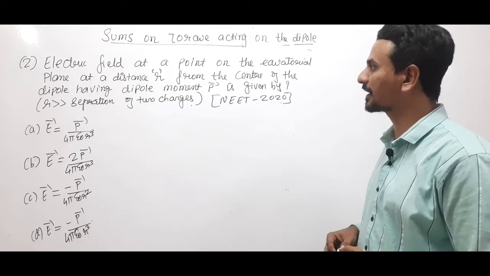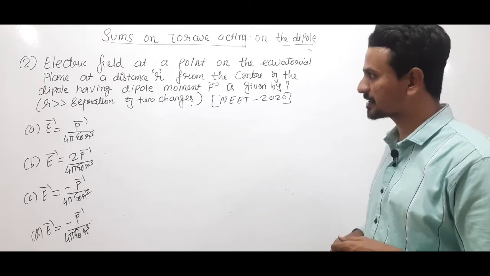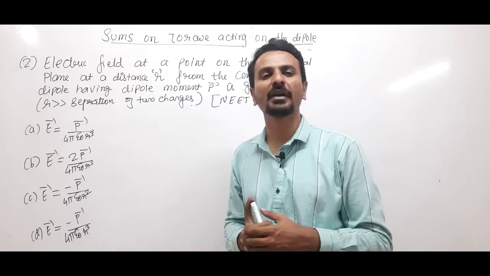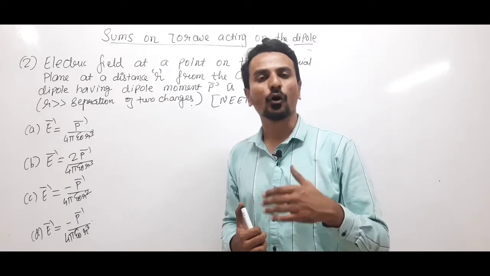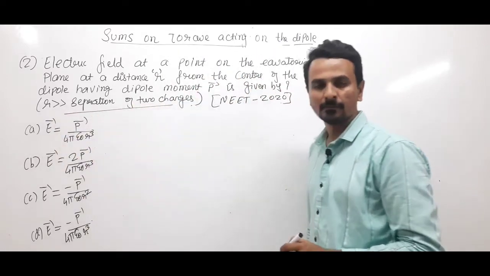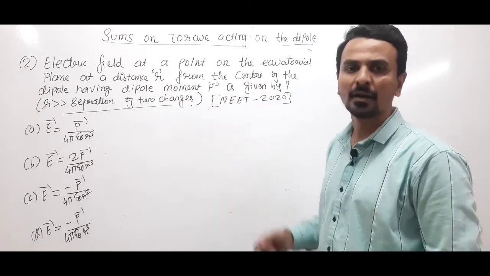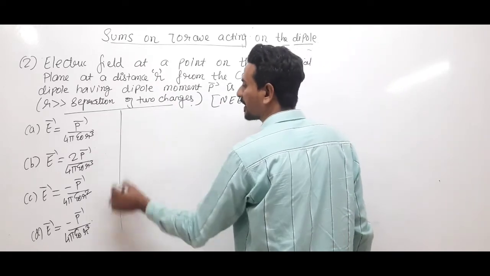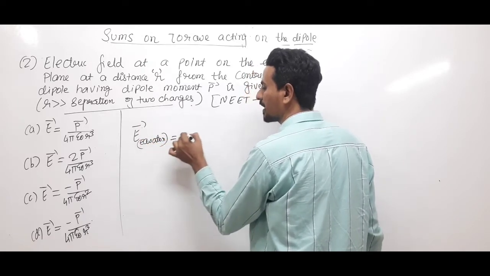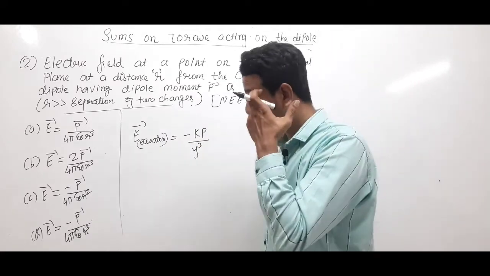You have to find the electric field at a point which is on the equatorial plane at a separation r from the center. The dipole has a dipole moment P. So we have been told to write the formula of the electric field for a dipole along the equatorial plane and consider it to be a short dipole. This is the condition, right? r is greater than the separation of the two charges forming the dipole, that means r is greater than 2a. Okay, so we know that the electric field along the equator for a short dipole is given by the formula minus kP by r cube. It's already given in your textbook, right? Minus kP by r cube.